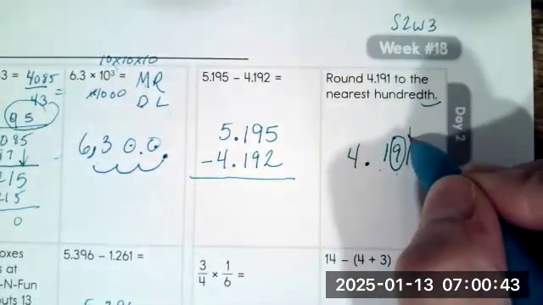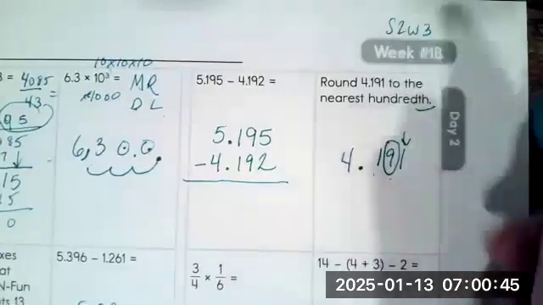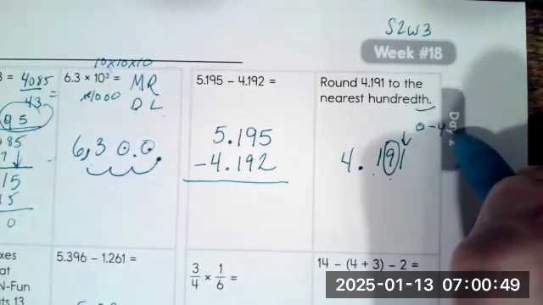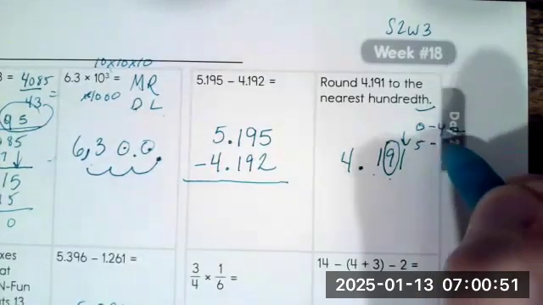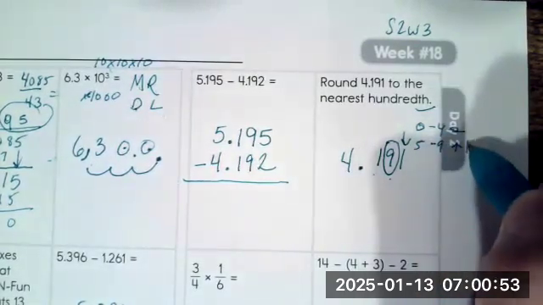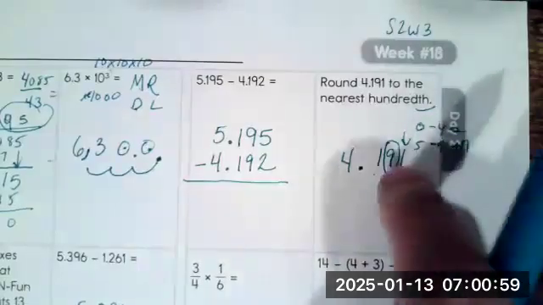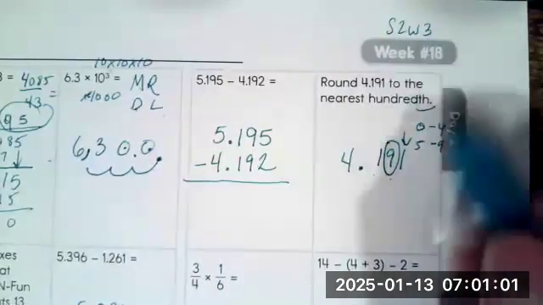We look to this number here to the right, and then we know that 0 to 4, we do no more. 5 to 9, we raise the score. We raise it by 1. And we do no more. So this is the other part that you need to remember.